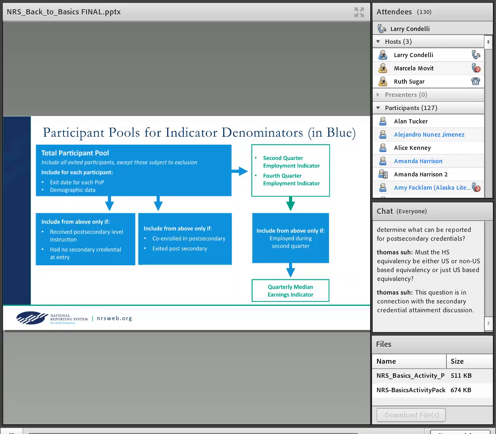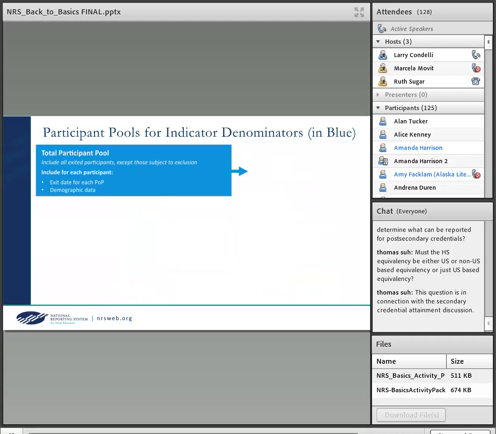The pool is simply those who were in secondary level instruction and didn't have a high school diploma at entry, and the post-secondary cohort are those who are co-enrolled in adult ed and post-secondary ed and exited post-secondary ed. And that's the pool. Then from those participants, you collect the credential indicator. So again, the green here are the indicators, and the blue are your denominators. So it's a different way of showing you.